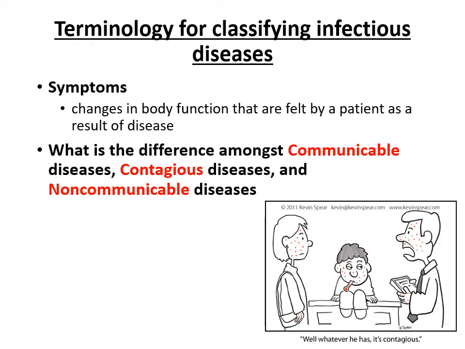So the examples I like to give for communicable diseases are food poisoning and STDs. As you know, these can be caught from other people, but you won't catch it just by standing next to someone who's sick with one of these types of infectious diseases. Okay, so just by sitting next to someone who has an STD, you won't catch that STD.